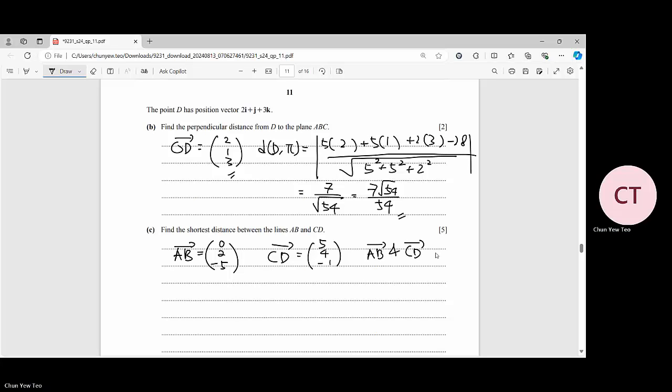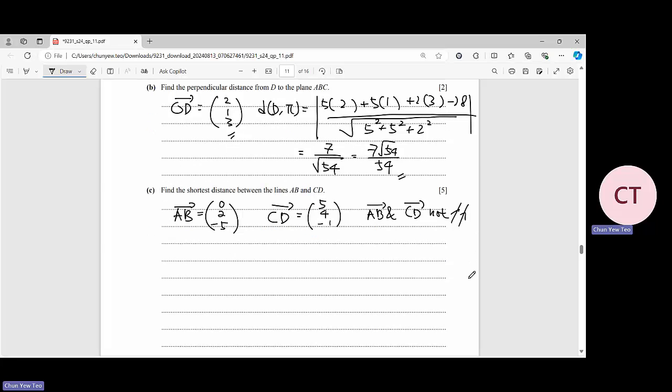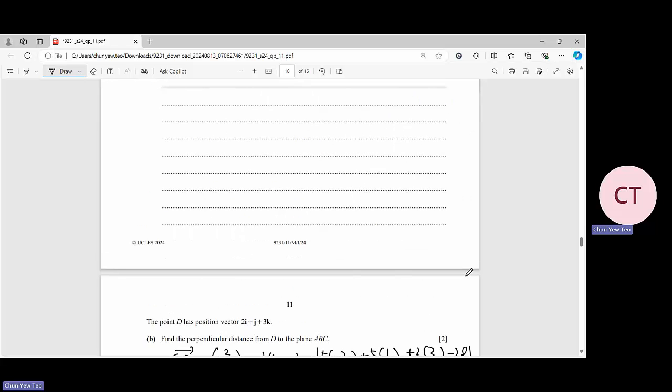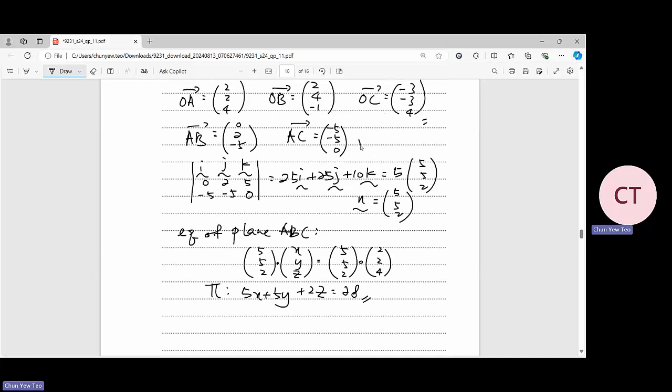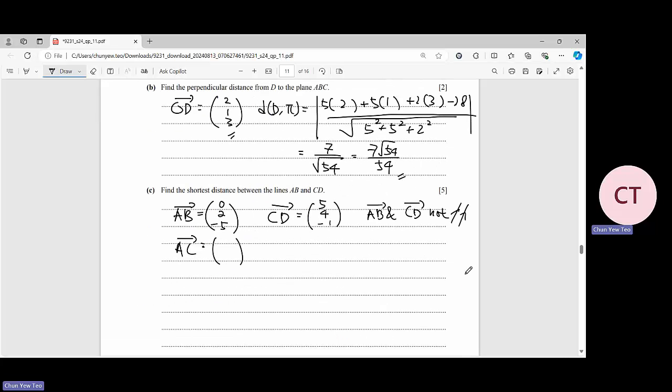We need to show that AB and CD are not parallel, because that means they are skew and have a shortest distance. If they were parallel, the way of finding the shortest distance would be different. Here we take one point on each line, A and C, and find AC. We already have AC from above: -5, -5, 0.